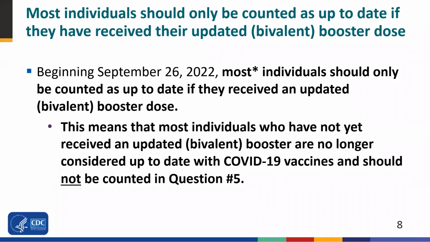Beginning September 26, 2022, most individuals should only be counted as up to date if they received an updated bivalent booster dose. Now, what this means is that most individuals who have not yet received an updated bivalent booster are no longer considered up to date with COVID-19 vaccines and should not be counted in question number 5.